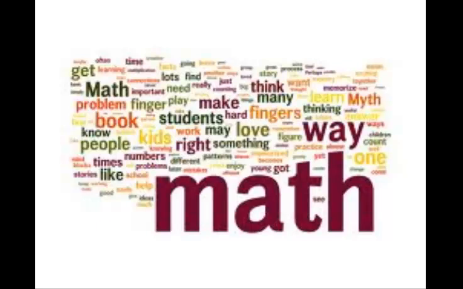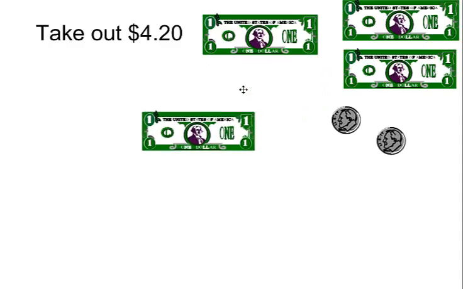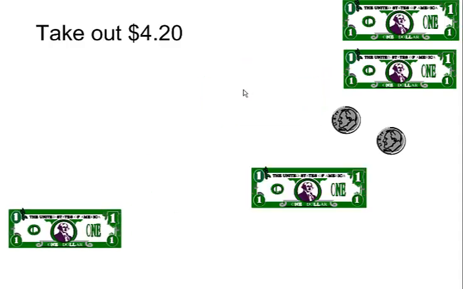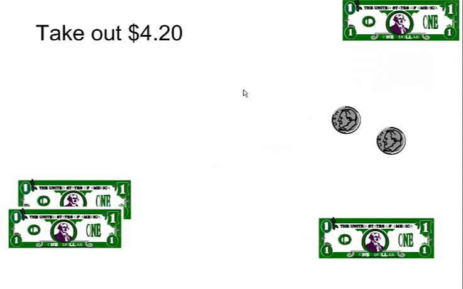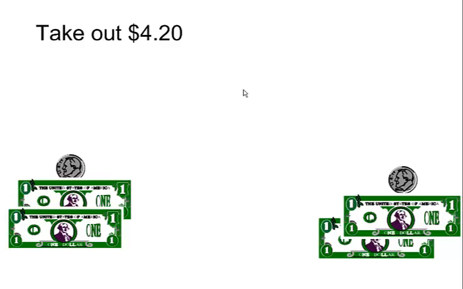So today we're dividing with a decimal dividend. Remember, the dividend is the number that we're breaking up into parts. So if I took out $4.20, I could break this up into two equal groups. Each person gets $1 and $1, and then each person gets another dollar, and each person gets a dime. So I know that $4.20 divided into two groups, each group would get $2.10.